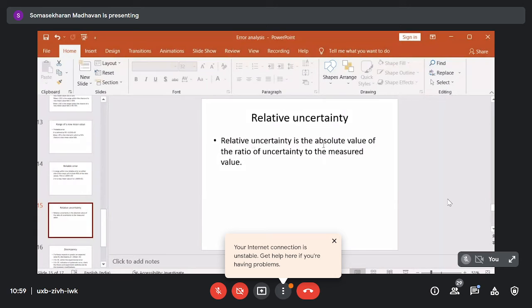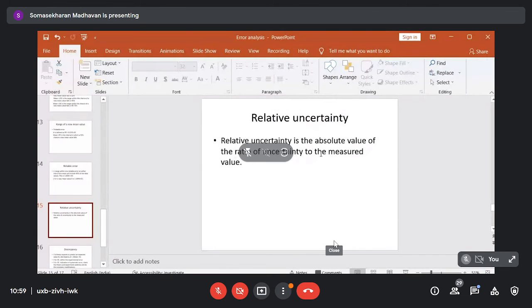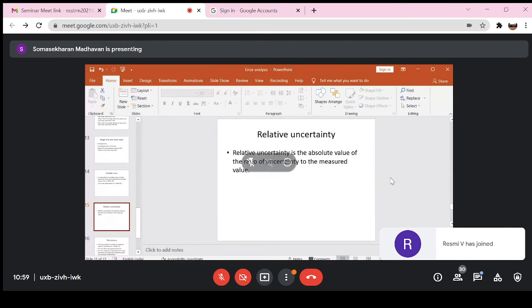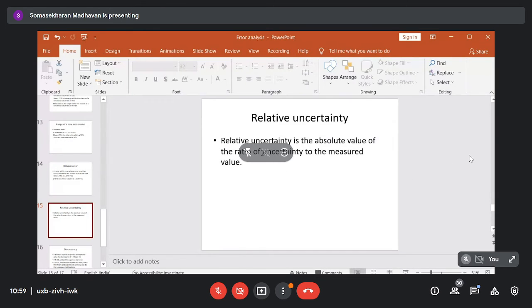the relative uncertainty is the absolute value of the ratio of uncertainty to the measured value. Okay, and how do you measure the uncertainty? Uncertainty can be taken as a measure of the mean average deviation, standard deviation, or standard error accordingly. If you predict that interval, the interval will have two components: one is an uncertainty measure, the other is a measured value. If you take the ratio of this uncertainty component to the measured value, that will be called relative uncertainty.